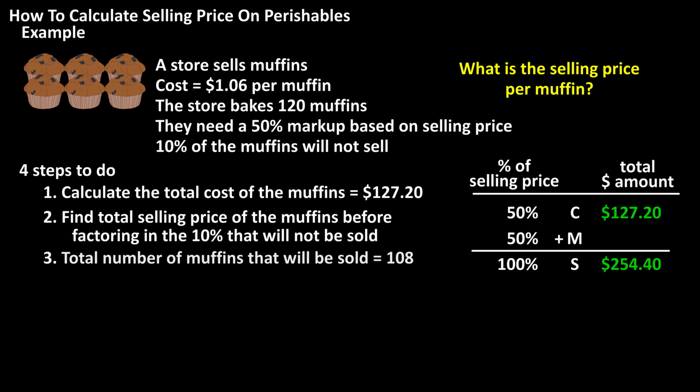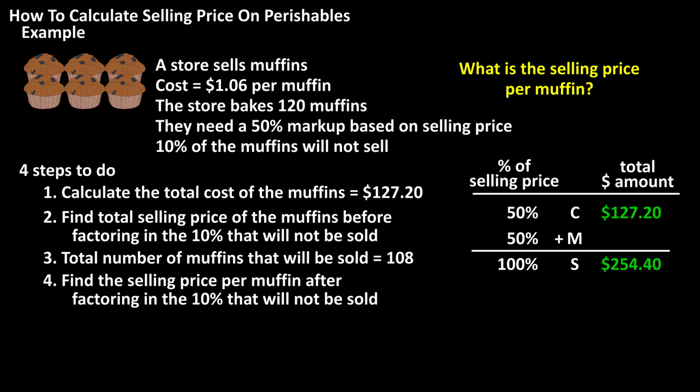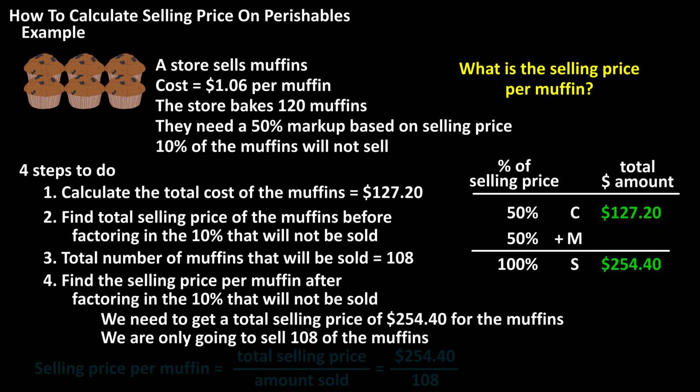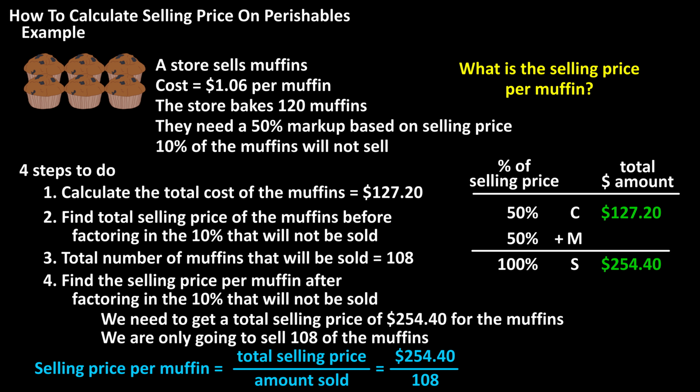Next is step 4, to find the selling price per muffin after the 10% not being sold. We know that the total selling price we need to get for the muffins from the table is $254.40. Since we're only going to sell 108 of the muffins, we divide $254.40, the total selling price, by 108, which calculates to $2.36 rounded off per muffin. So to answer the question, we need to have a $2.36 selling price per muffin. And one note, what we're doing here is accounting for the loss of the 12 muffins.